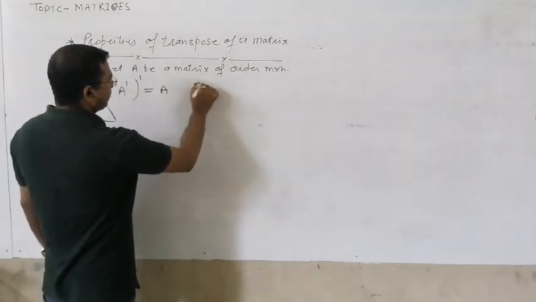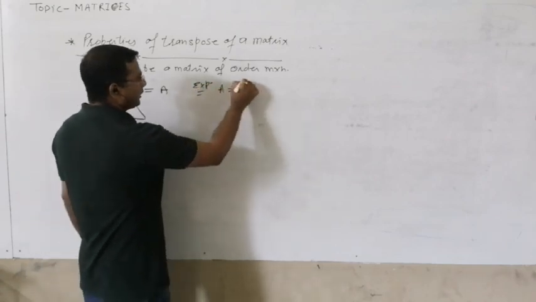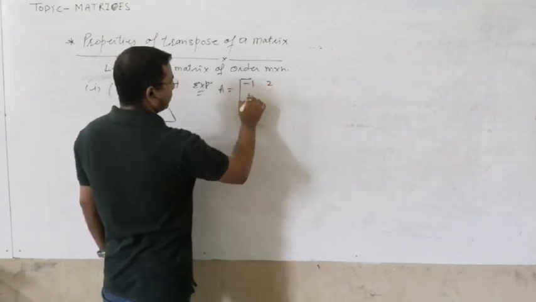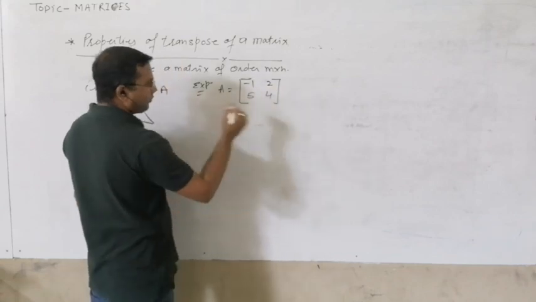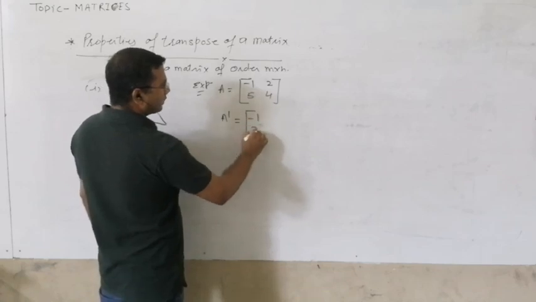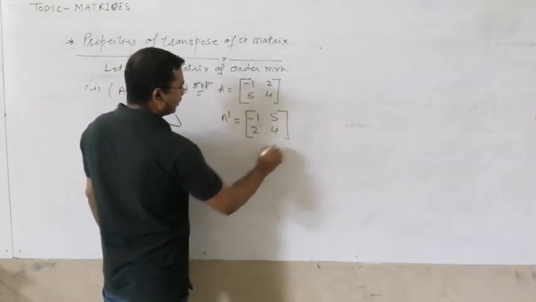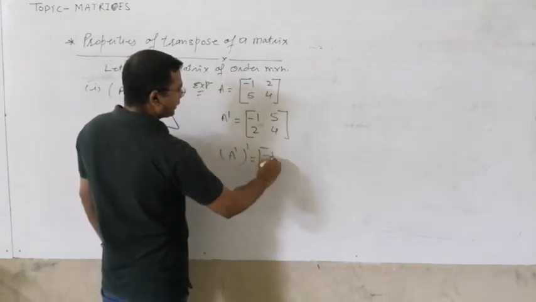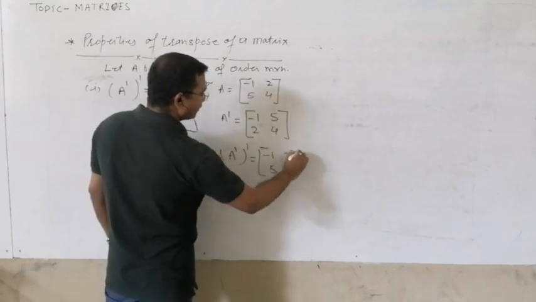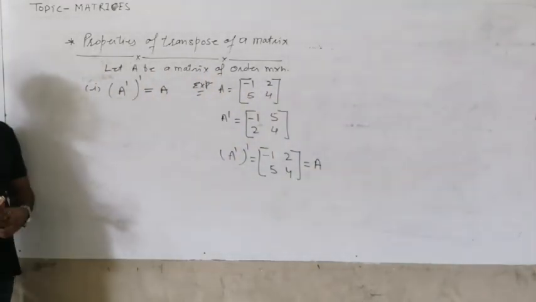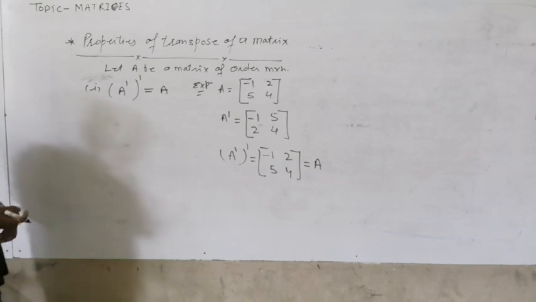This we can see with the help of this example also. Let A be a matrix. If it is suppose -1, 2 and 5, 4, if you find out the transpose of this matrix A, then it becomes -1, 5, 2, 4. If again you find out the transpose of this, it becomes -1, 2, 5, 4, which is equal to matrix A. So this is our first property. If you do transpose of a transpose, then it is equal to the matrix itself.